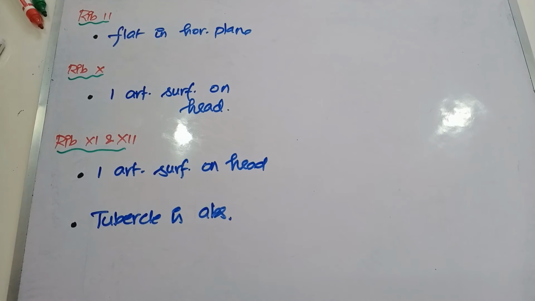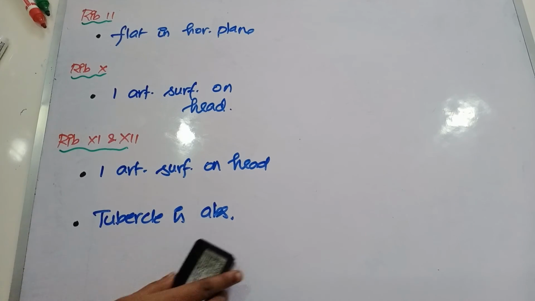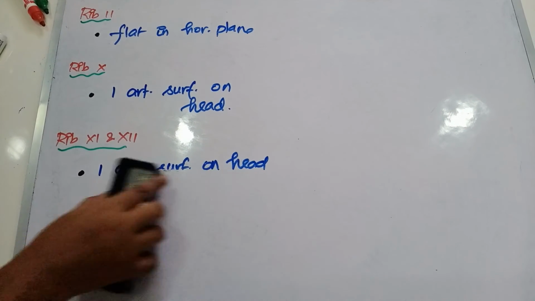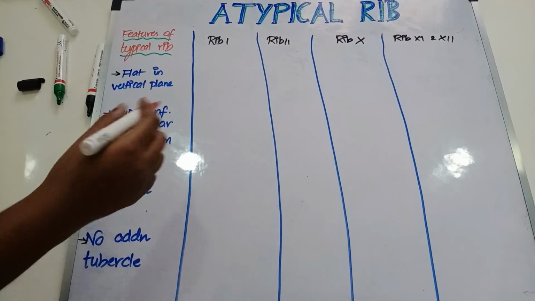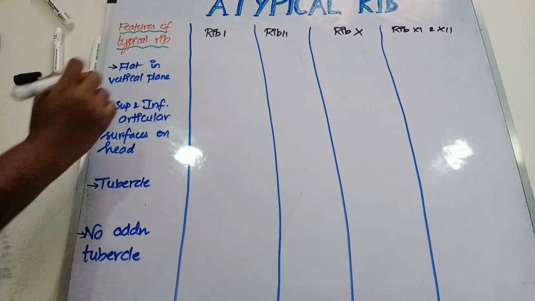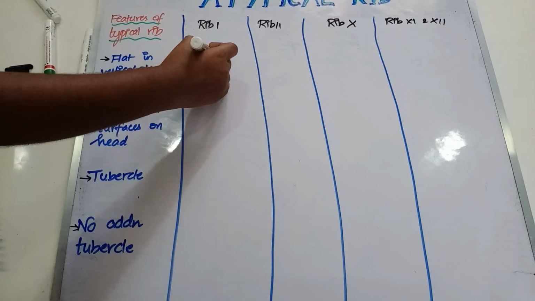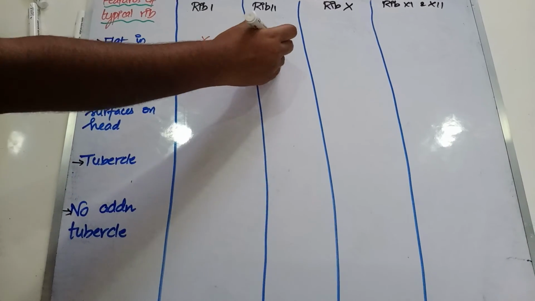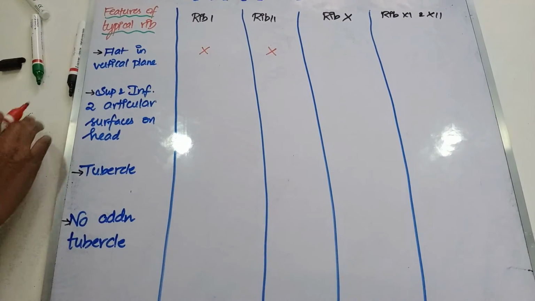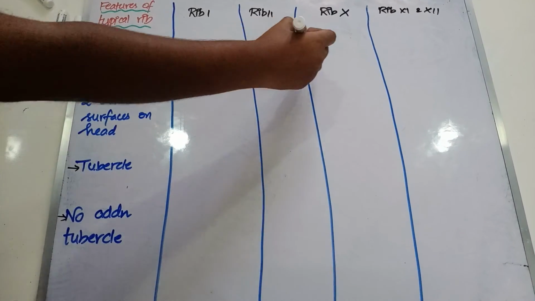So we will have a quick review of all the 5 pairs of ribs which lack any of the features of a typical rib. We will see whether all these features are present or absent. First rib: is it flat in the vertical plane? No, it's flat in the horizontal plane. So this feature is absent. Rib 2 is also like rib 1. And ribs 10, 11 and 12 are flat in the vertical plane.